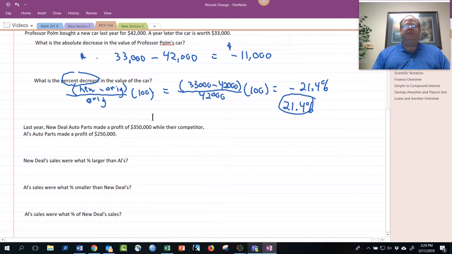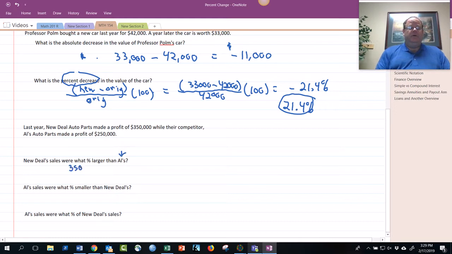All right, let's look at a different kind of question. Last year, New Deal Auto Parts made a profit of $350,000, while their competitor, Al's Auto Parts, made a profit of $250,000. New Deal sales were what percent larger than Al's? The trick here is which one are you going to divide by? You're going to divide by the one being compared to at the end. So you're going to do the percent change formula, or the percent difference formula. Al's is going to be the original. The one you're comparing to is going to be the original.